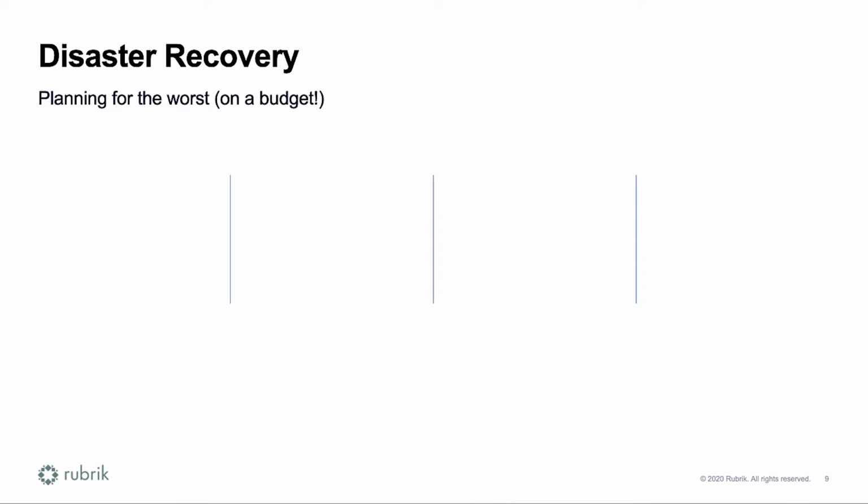So, the SLA should dictate your DR requirements because DR sites cost money. So how can you plan for the worst and still be fiscally responsible? DR sites break down into four general approaches.